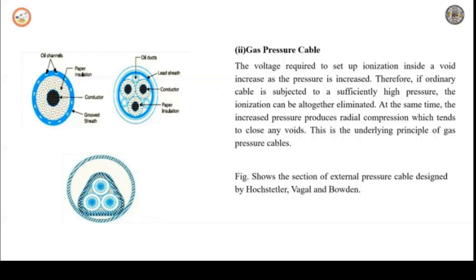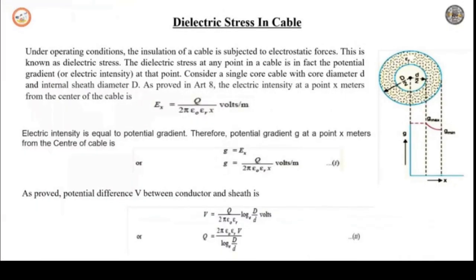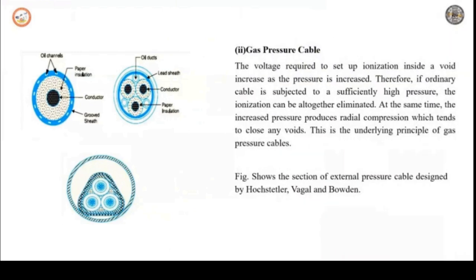You are seeing one of the cables here: gas pressure cables. In case of gas pressure cables, an inert gas like nitrogen at high pressure is introduced. Lead sheath. Here you are looking at the diagram. The pressure is about 12 to 15 atmospheres. Due to such high pressure, there is radial compression, due to which the ionization is totally eliminated. The working power factor of such cables is very, very high.